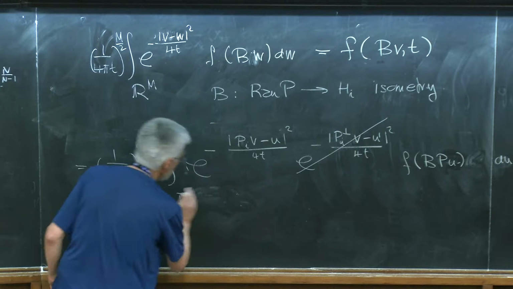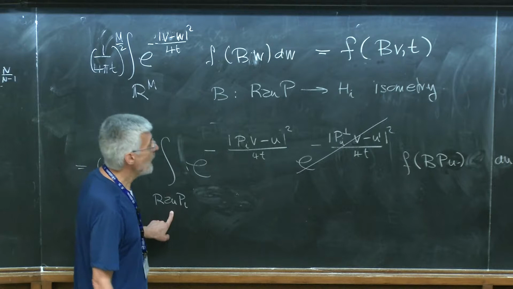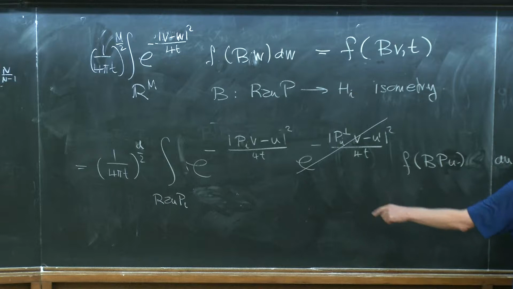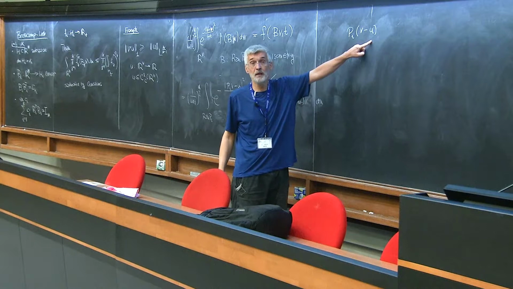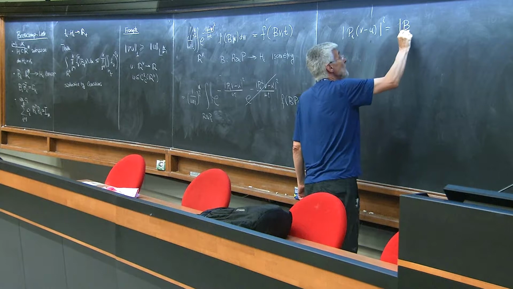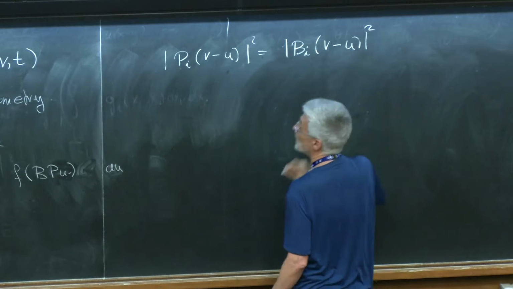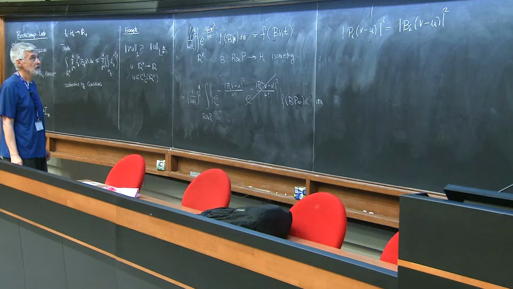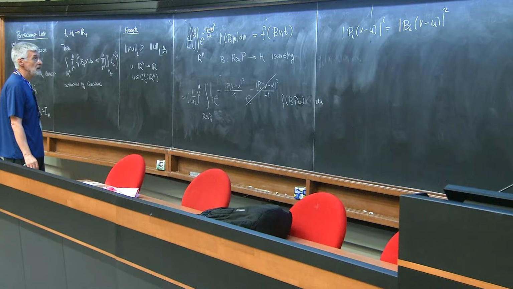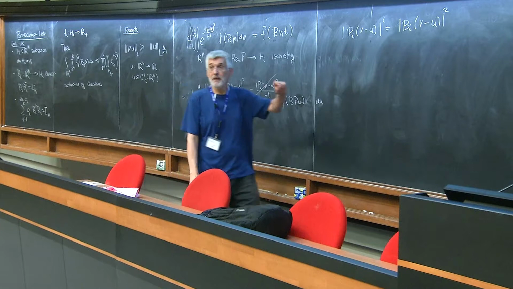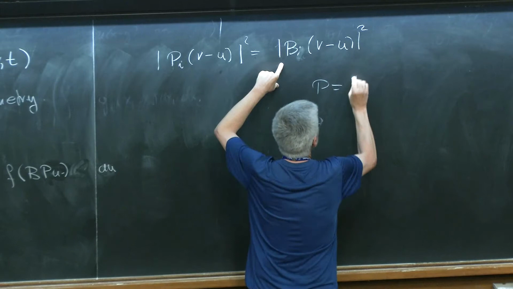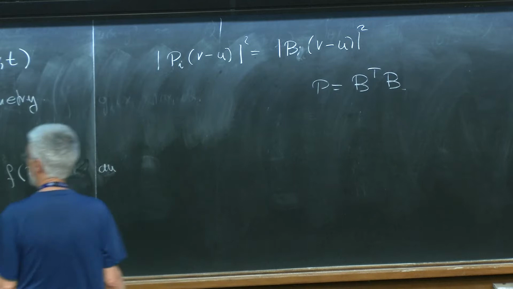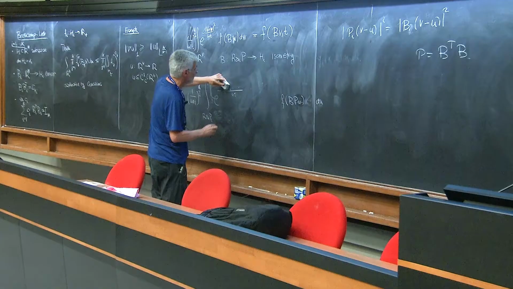Okay? Now, what is this? Now, the u is already in the range of P_i, so I just have to observe that P_i v minus u, I can write it this way, because u is already in the range of P_i. When I square this, what is this? This is nothing but B_i v minus u squared, because B_i transpose B_i, that's right. What is the P_i? The P_i was B^T B, so that's what it is. Okay, so let me do this again, wipe some more. What you're left with is just B v minus u. I can forget about B u.